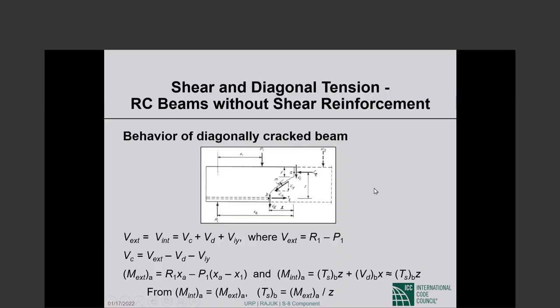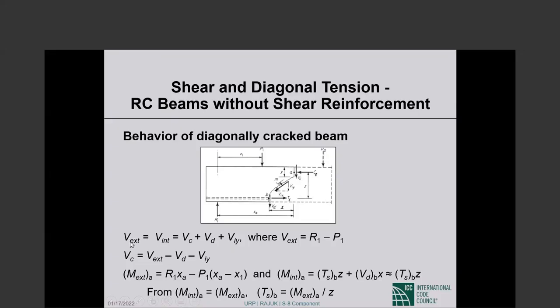Internal shear is the shear in the uncracked portion of the beam, that is V sub C, the concrete in compression. Then the shear that is resisted by dowel action of the reinforcement. I hope you understand dowel action is like kinking. And the aggregate interlock shear. So V sub I is the shear that is resisted by aggregate interlock because the surfaces of the crack are rough and the aggregate, the stone on that surface, rub against one another. So the vertical component of the aggregate interlock shear is V sub I y.